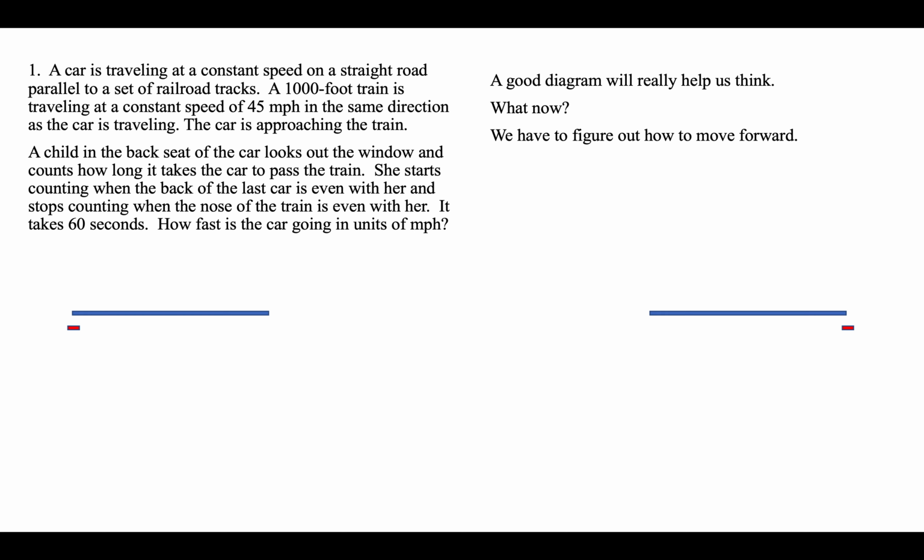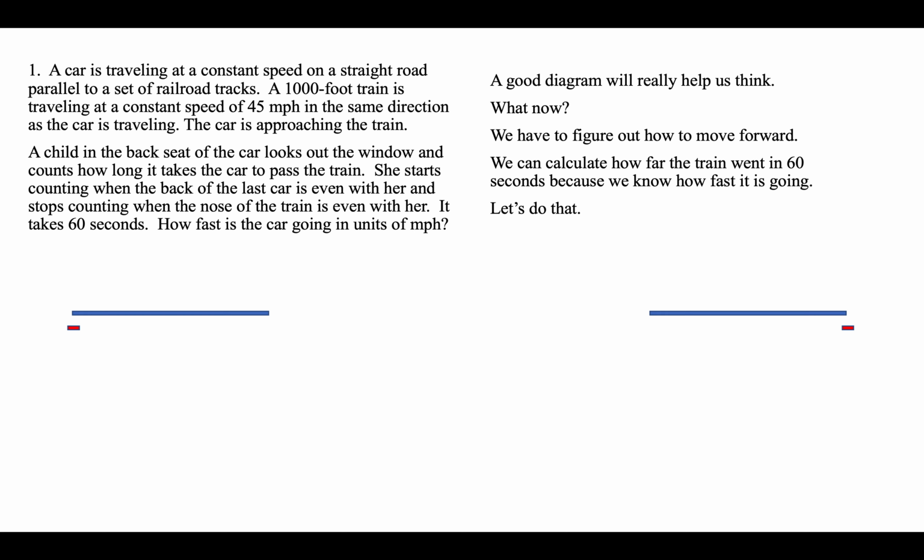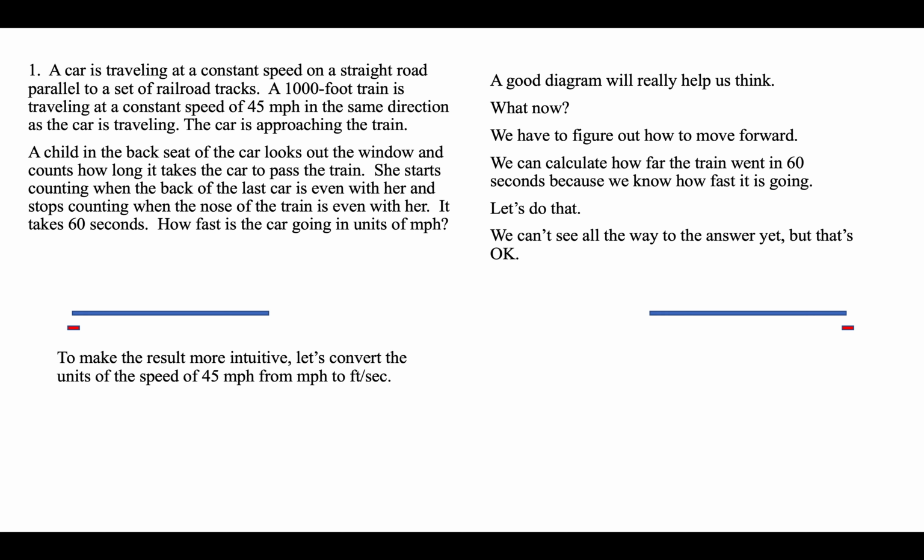All right, what now? We've got to think. We've got to figure out how to move forward. What can we do? This is the crucial part of the problem, where we have to really think about what to do. One thing we can do is calculate how far the train went. We know how fast the train's going. How far does it go in 60 seconds? We can do that. We don't have to see all the way to the answer yet, but that's okay. We can just calculate it and then consider what to do next.